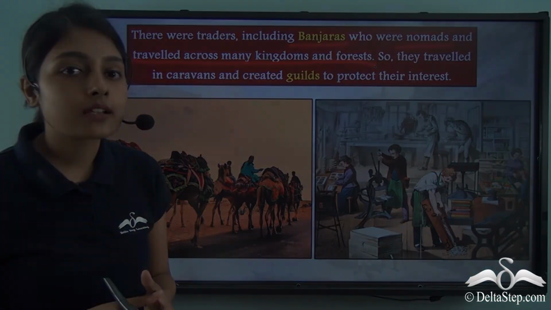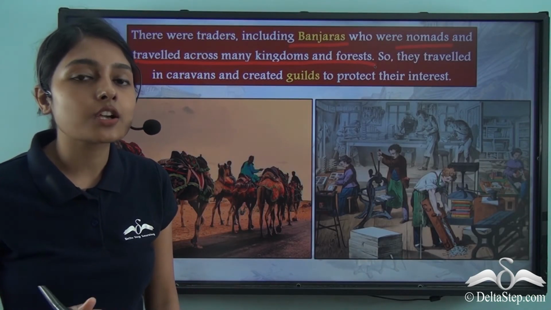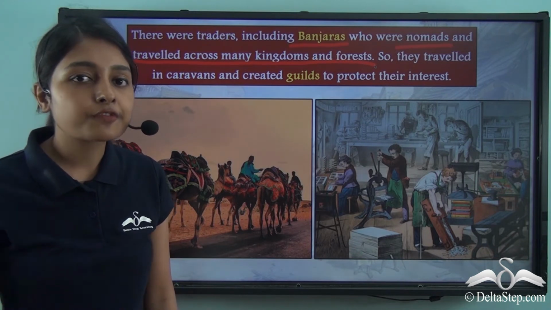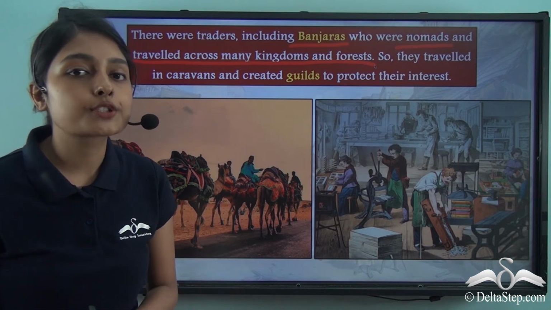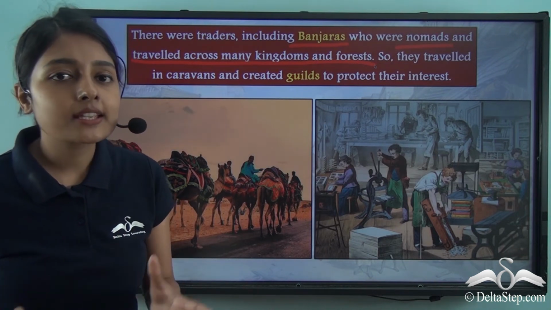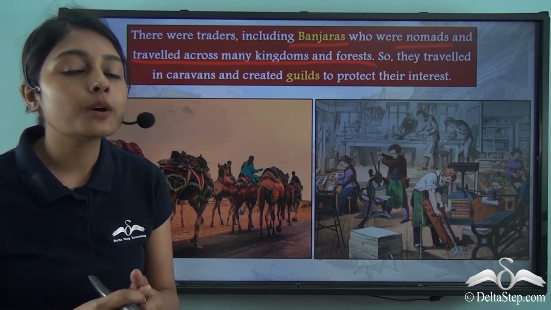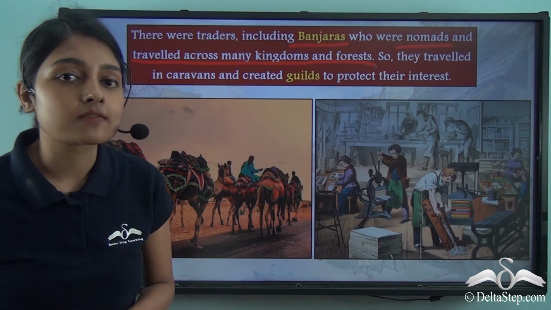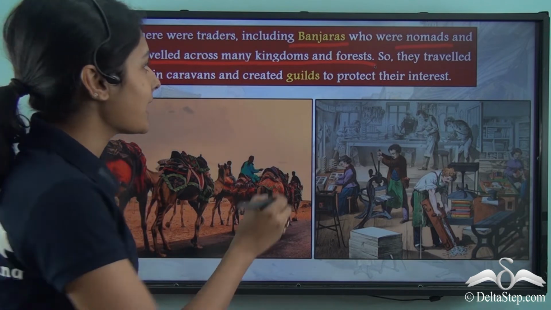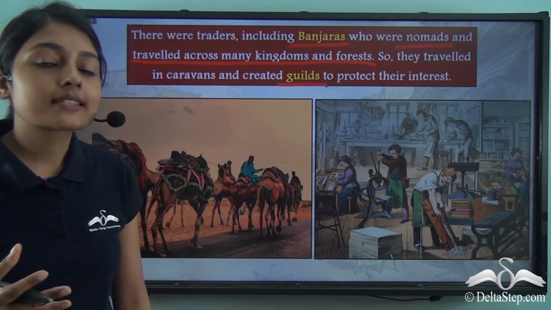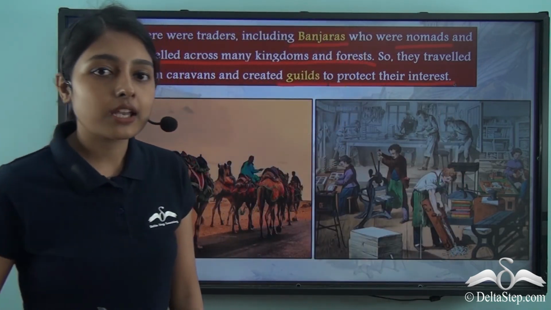They were nomads. What does that mean? That means that these Banjaras or these nomads did not have a fixed house. They moved from one place to another. They moved from one village to another in order to perform trade. Now when these people were moving from one place to another, they made sure that they formed a kind of association for themselves. And what were these associations known as? These associations were known as guilds. And these guilds were meant to protect the interest of these traders.